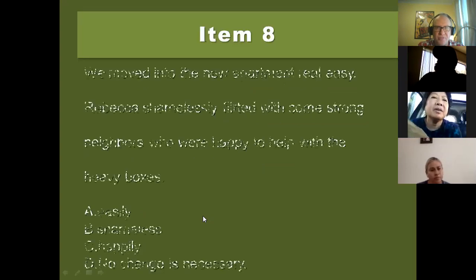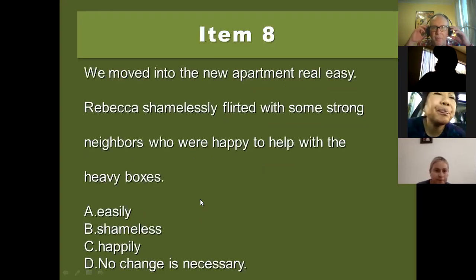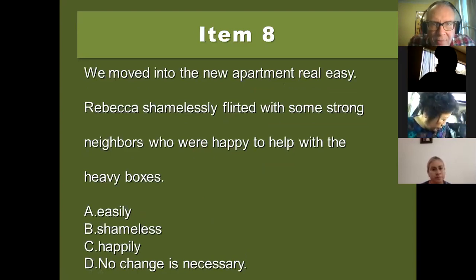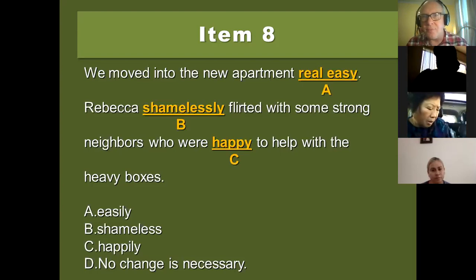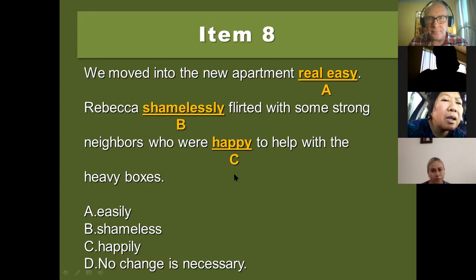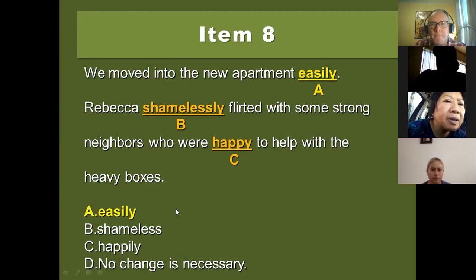All right, 3 more questions. We moved into the apartment real easy. Rebecca shamelessly flirted with some strong neighbors who were happy to help with the boxes. Okay, so 3 more here: real easy, shamelessly, and happy. Which one should we change? Real easy, exactly. We should change real easy to easily, because we're describing an action. How did you move into the apartment? Easily.